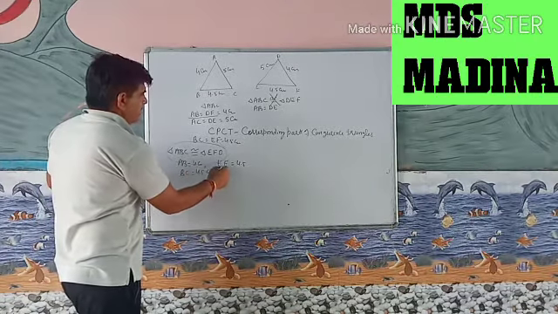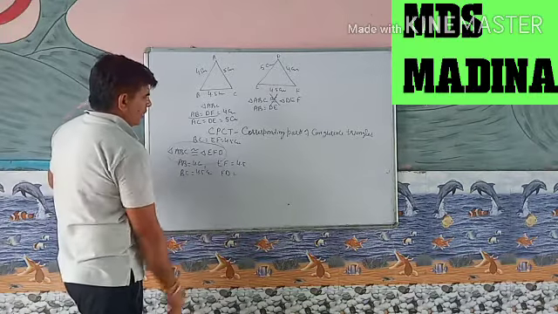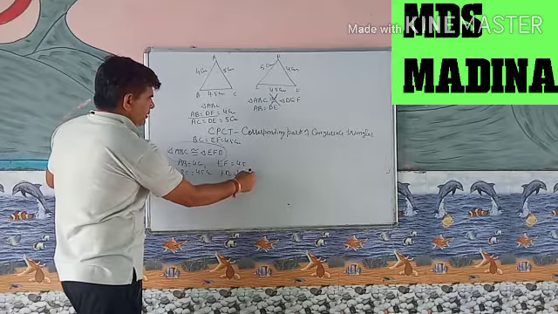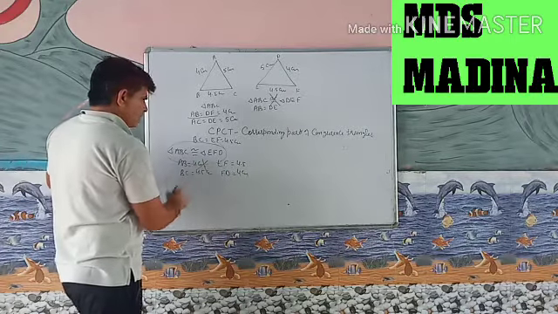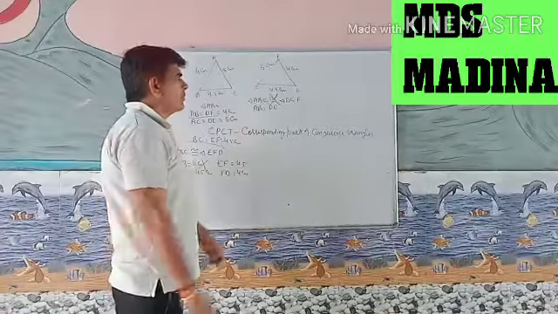Not. Similarly, BC is equal to how much? 4.5 cm. And here, FD or DF is equal to 4 cm. So not. So that's why we are saying CPCT, corresponding part.